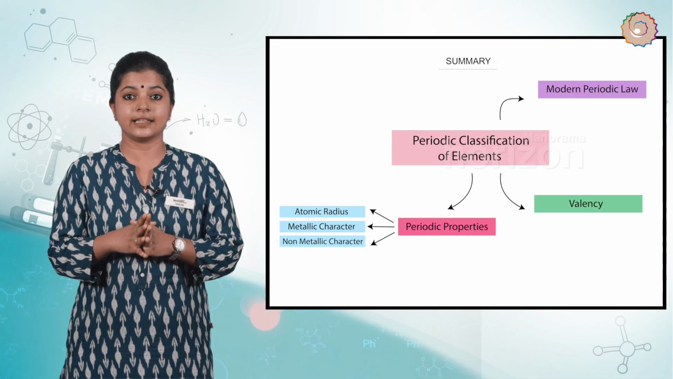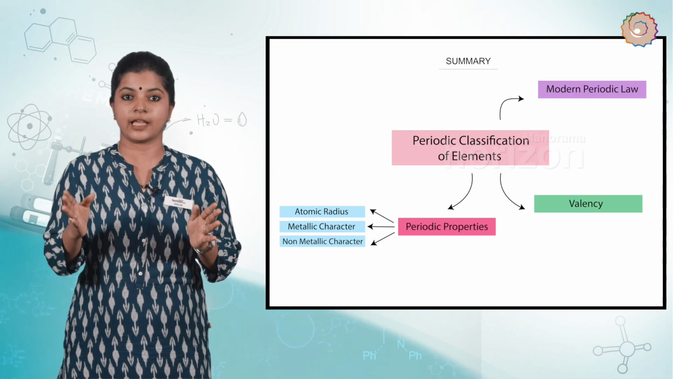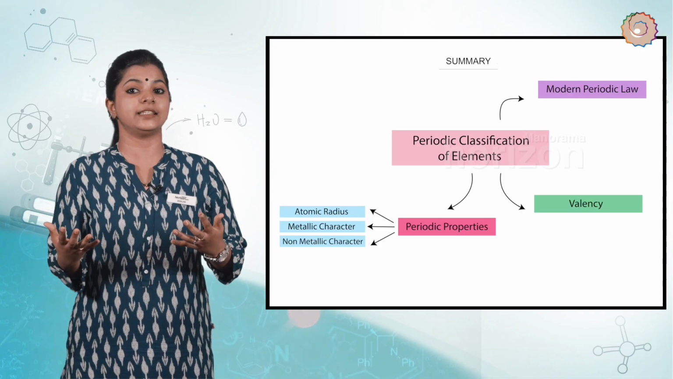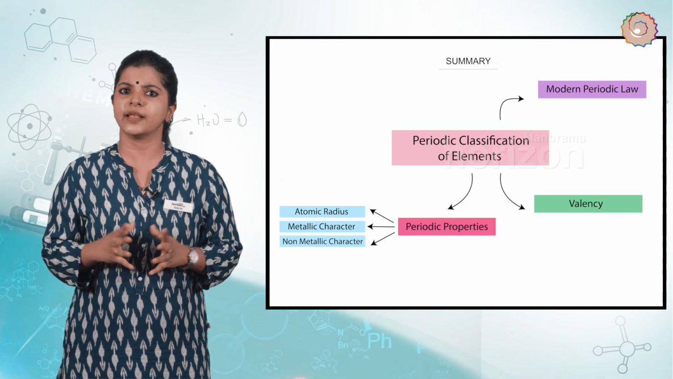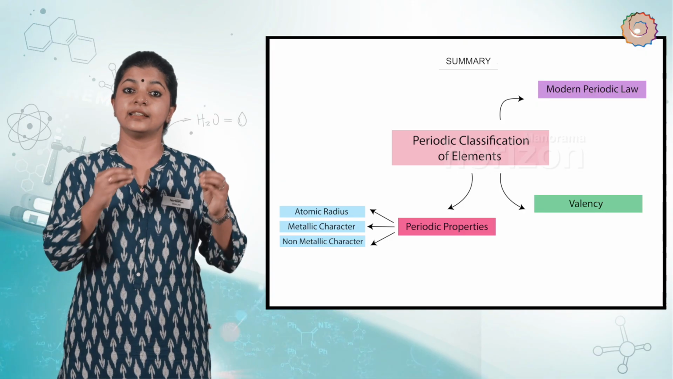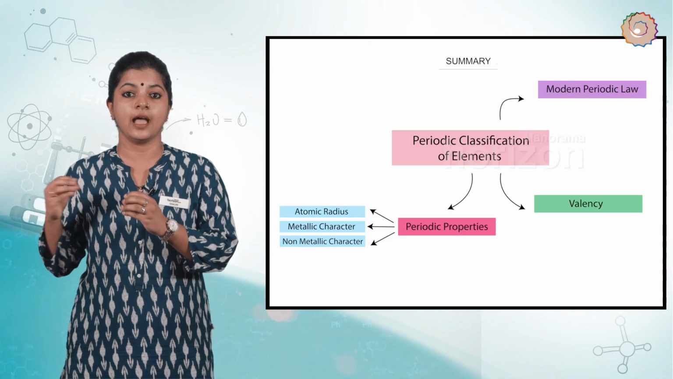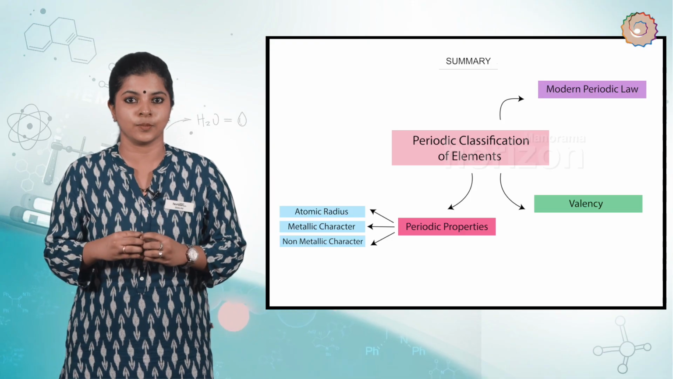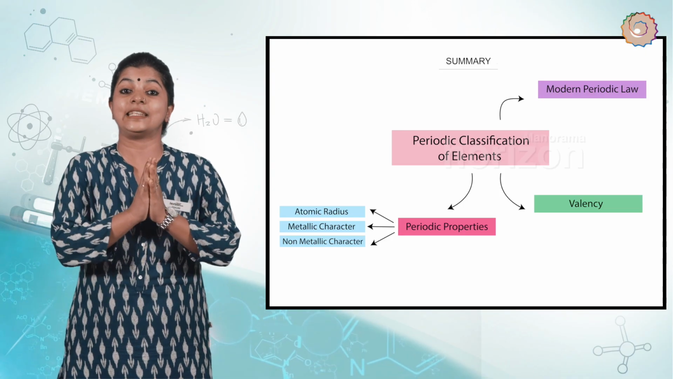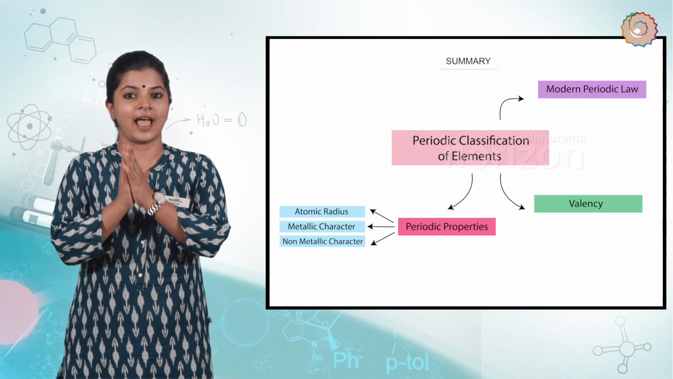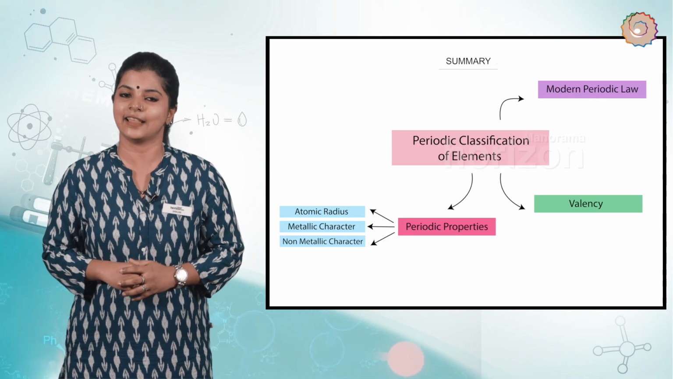Atomic radius decreases in moving from left to right along a period, whereas it increases on going down the group. What about metallic character? Metallic character decreases along a period and increases down the group. And so non-metallic character is going to be just the opposite. That is, it increases across the period and decreases down the group.